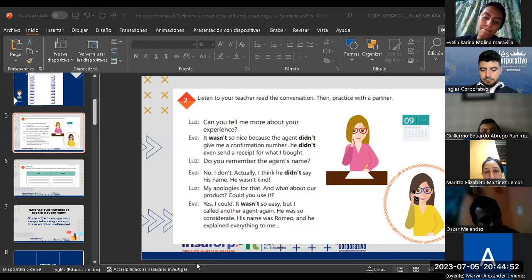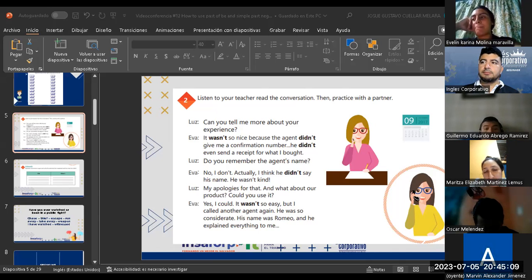Can you tell me more about your experience? It wasn't so nice because the agent didn't give me a confirmation number. He didn't even send a receipt for what I bought. Do you remember the agent's name? No, I don't. Actually, I think he didn't say his name. It wasn't kind. My apologies for that. And what about our product? Could you use it? Yes, I could. It wasn't so easy, but I called another agent again. He was so considerate, and his name was Romeo, and he explained me everything to me.